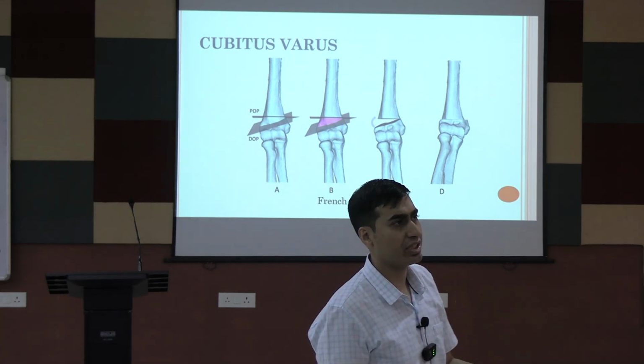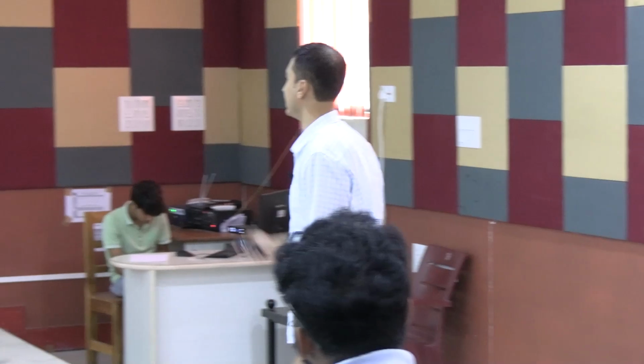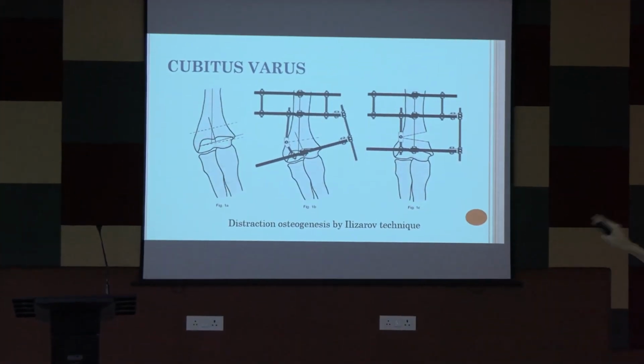If you are doing it in a child around 7 to 8 years, K-wires are good enough. If you are doing it in an elderly person, you have to put wires in a figure of 8. You can even put a plate if you want a sturdier fixation. This is done by Elizarov, so you don't need to know, but the principle is the same.